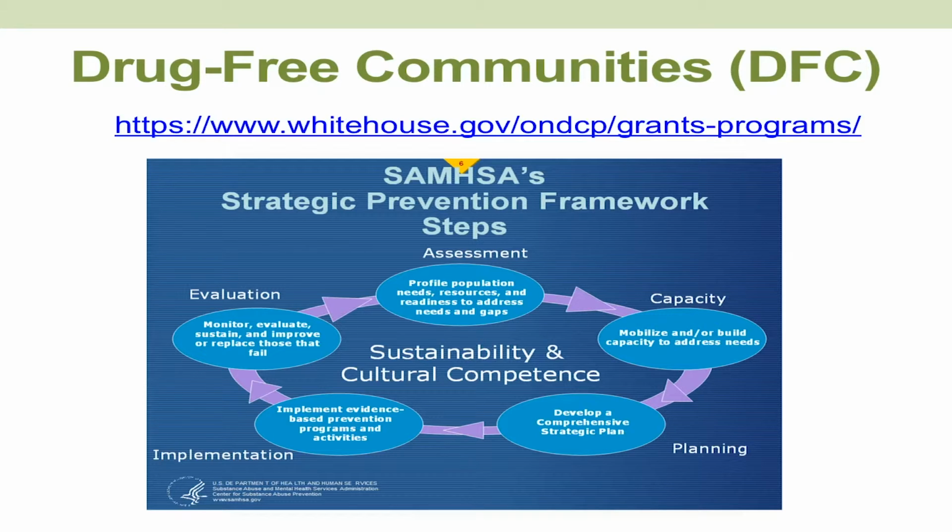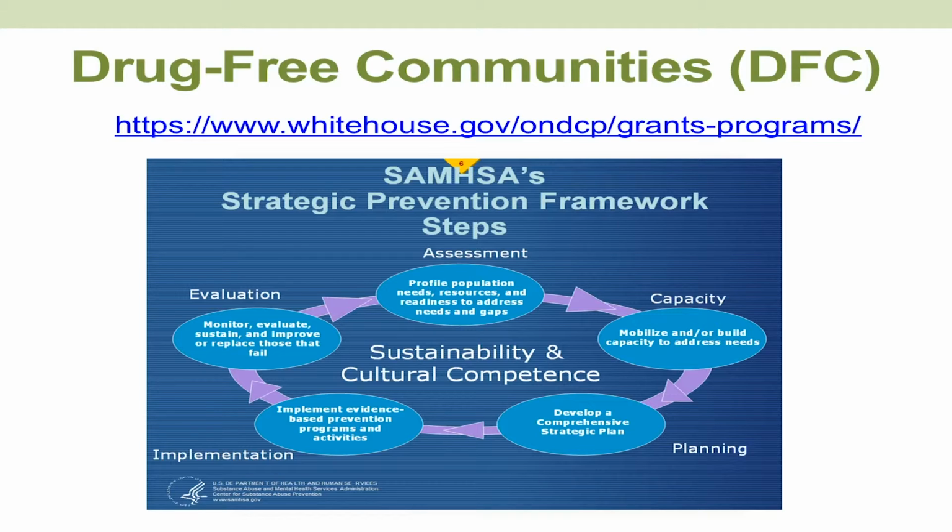As you can see, this framework has many similar components to the CTC approach, including its strategic planning focus and the use of data to make decisions and show impact. From 2002 to 2016, DFC communities nationwide have seen reductions in the use of all of the targeted drugs, including significant reductions in the use of tobacco and alcohol by high school students.